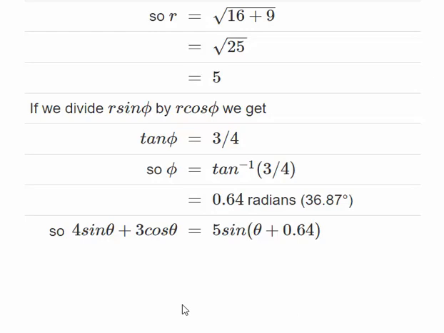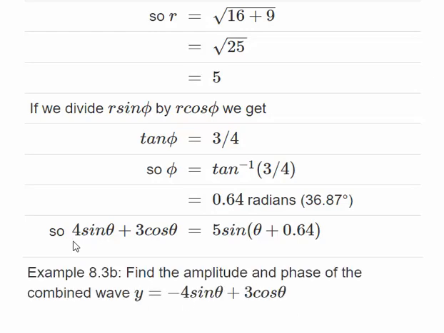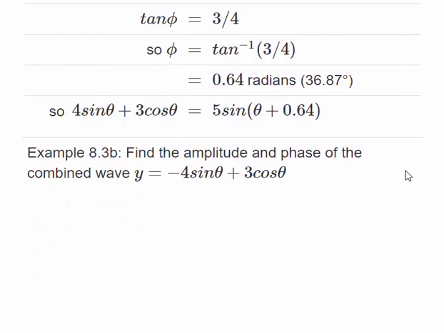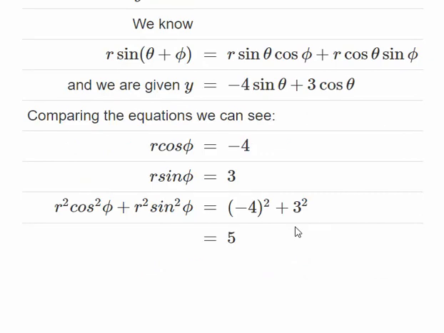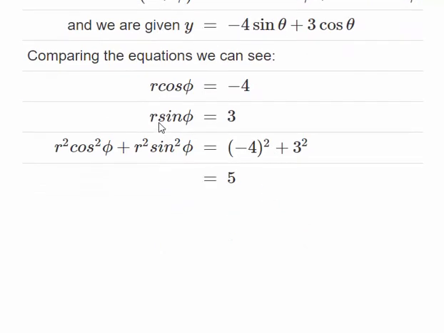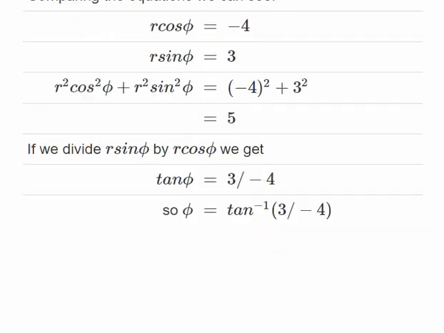Let's extend this problem by changing this 4 to a minus 4 and see what happens now. So as before, we can calculate that r is equal to 5, since minus 4 squared is 16, just as 4 squared is 16. But now when I take r sine phi over r cos phi, I'm going to get 3 over minus 4.